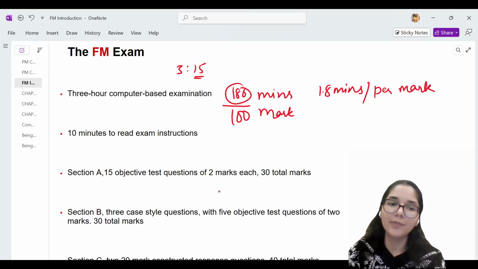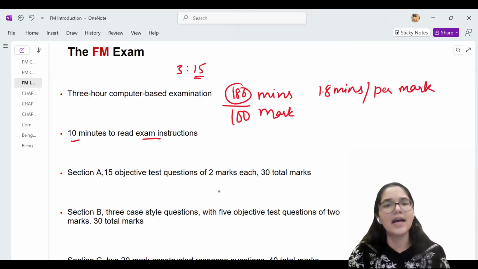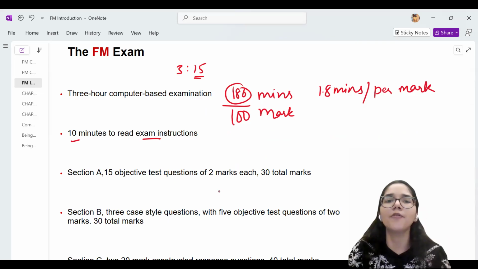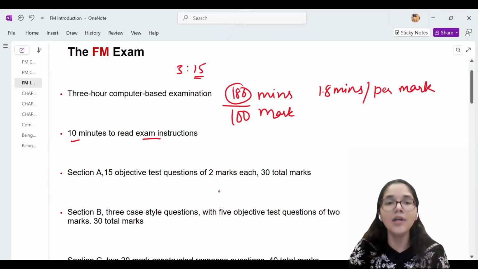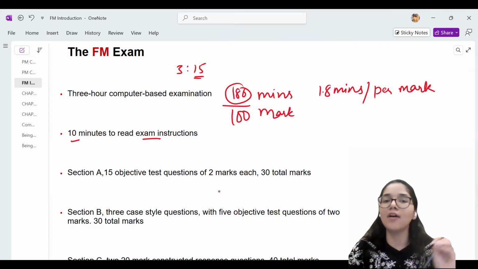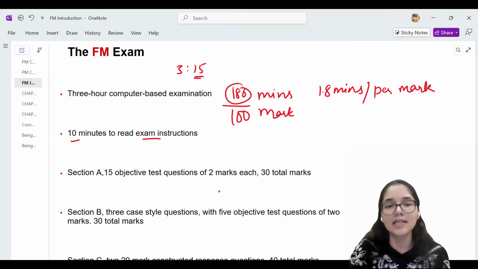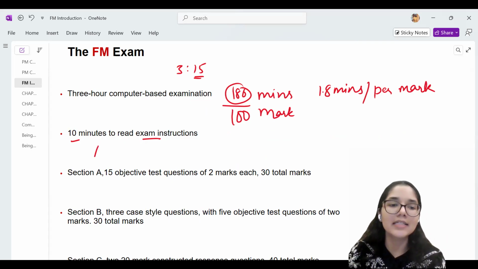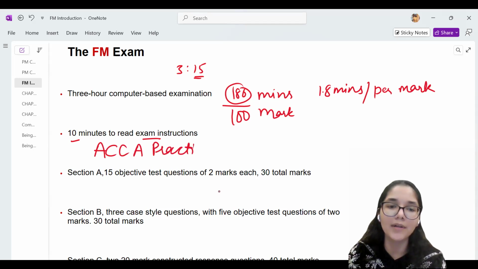Second thing is you will be given 10 to 15 minutes to read the exam instructions. So just to be familiar with the software that is going to be there in the exam, we will already be familiar with the software. How will that happen? Because we will be practicing lots and lots of past papers as well as the mock exams over the ACCA practice platform.